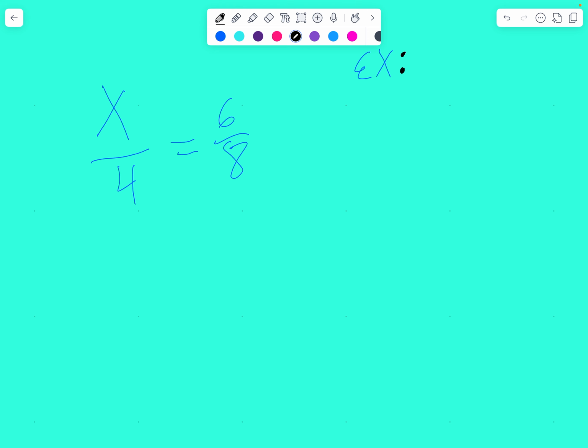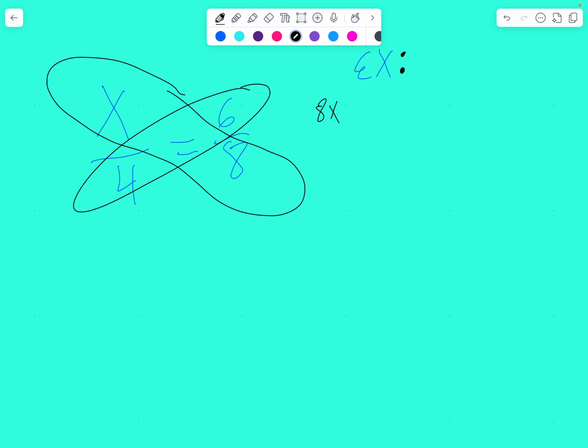So to do that, we're going to cross multiply. When two fractions are equal, we solve them using cross multiplication. That would mean multiplying diagonally. Write one equation, solve for the variable, okay? So we're going to do that. So what's 8 times x? 8x. What's 6 times 4? Equals 24. Divide both sides by 8.